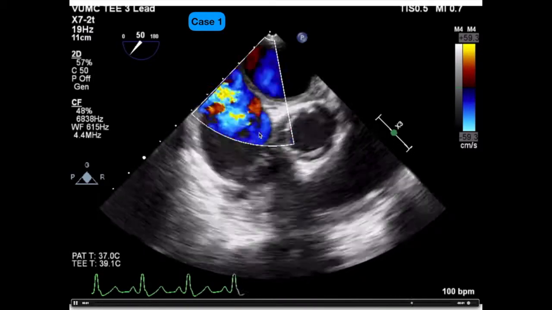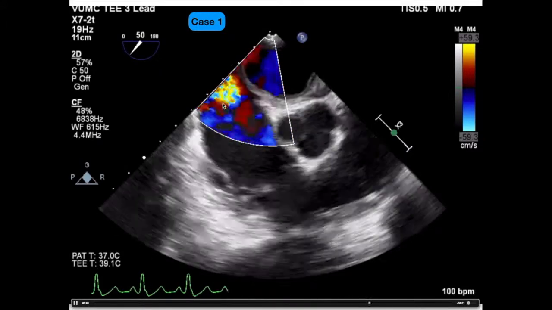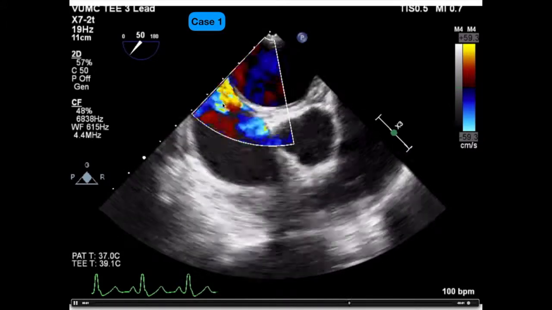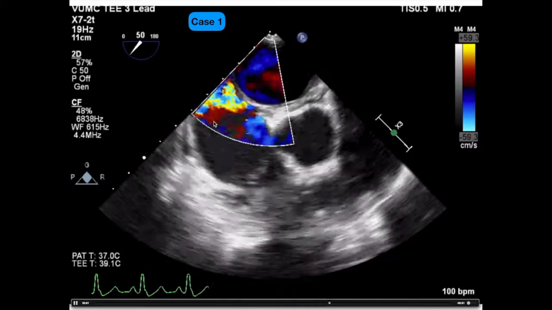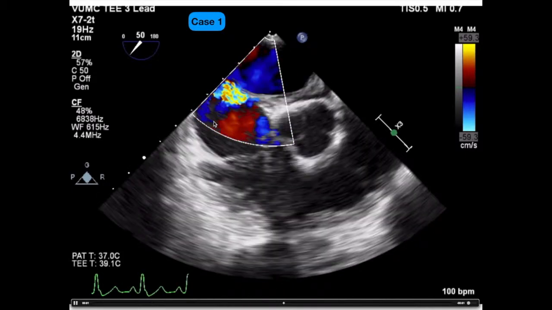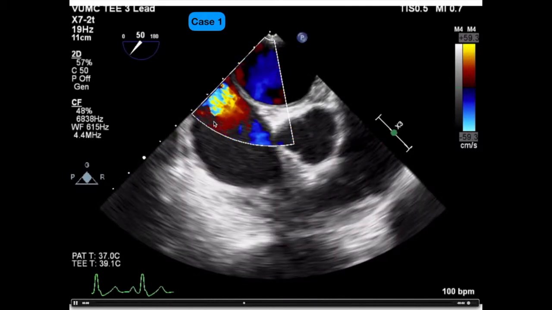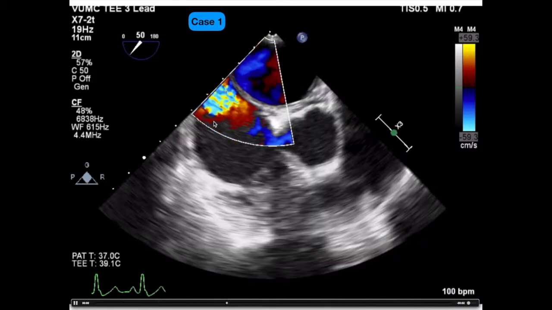But the glaring abnormality in this clip is the turbulent flow over here in the right atrium. This does not appear to be coming from the tricuspid valve, nor does it appear to be coming due to a shunt between the atria. So for now, the origin of this turbulent flow remains a mystery.